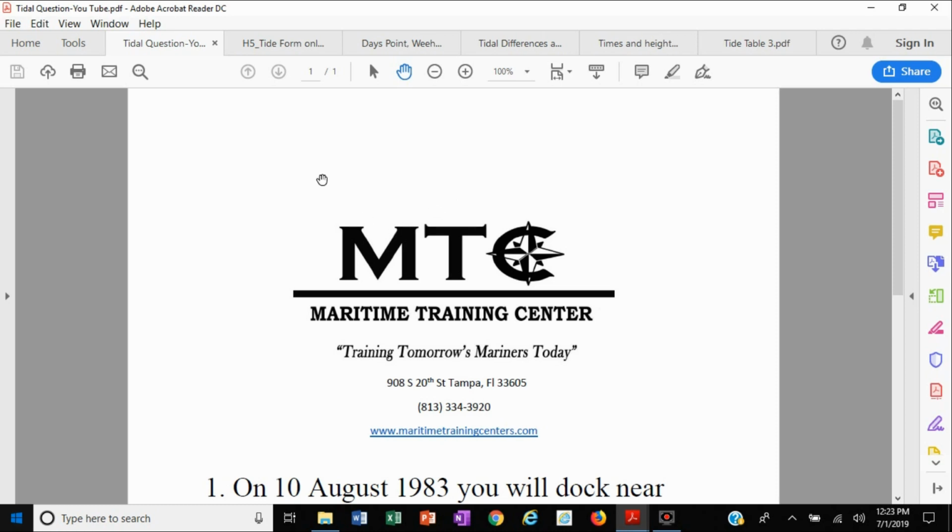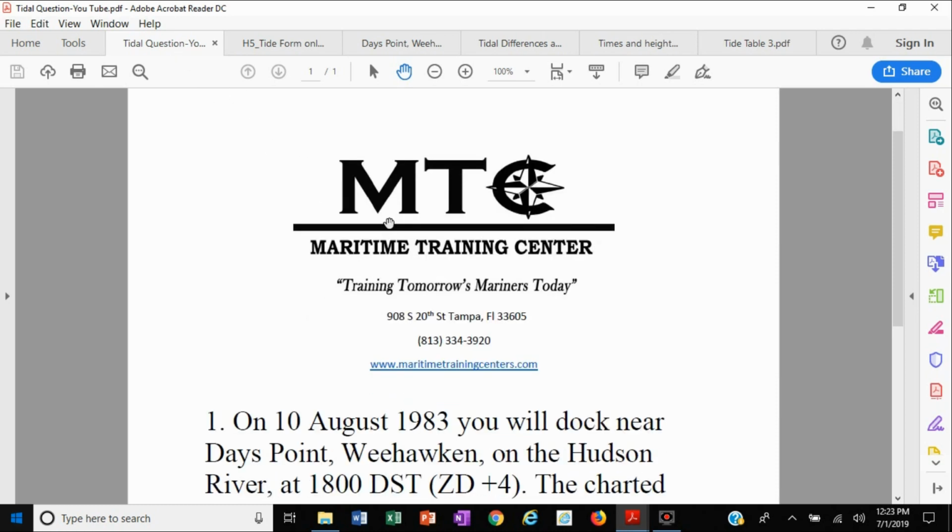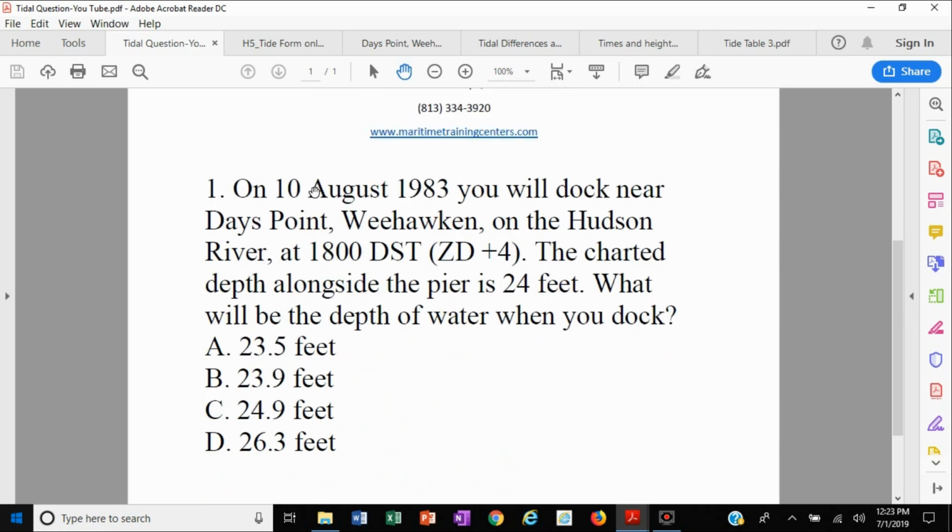The first thing we're going to look at here is the tidal question. It says, on August 10th of 1983, you will dock near Days Point, Weehawken on the Hudson River at 1800 DST, ZD plus 4. DST stands for Daylight Savings Time, very important in this question. Your zone description is plus 4. The charted depth alongside the pier is 24 feet. What will be the depth of water when you dock at 1800?